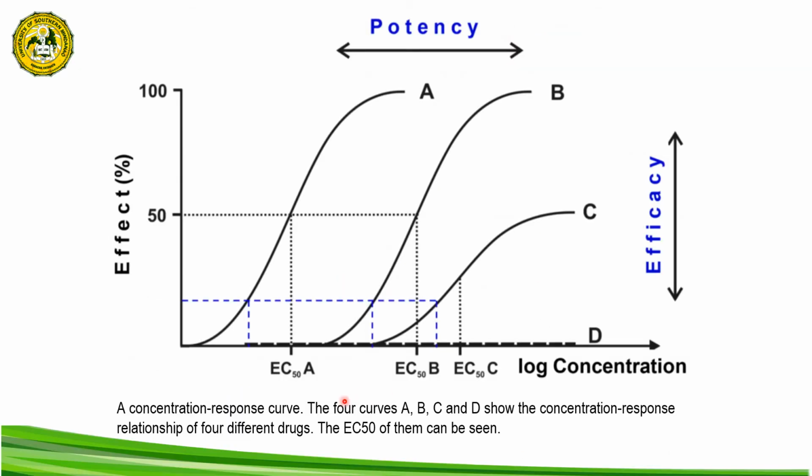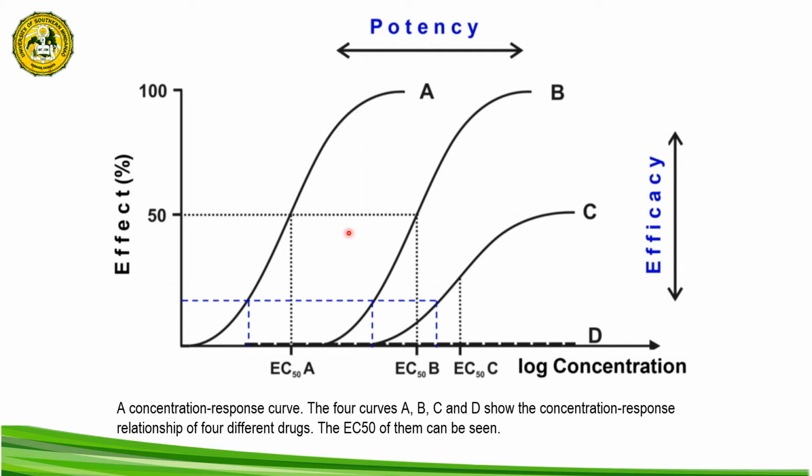This diagram is a concentration response curve of four drugs A, B, C, and D. Again, the x-axis represents the concentration of the drug, so from left to right, that is increasing dose in logarithm, and the y-axis represents the effect of this particular drug. In the diagram, you can also see the EC50. Again, the EC50 is a helpful parameter for us to determine the potency of the drug.